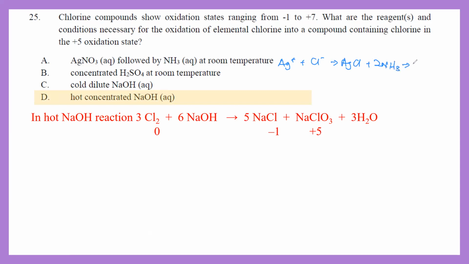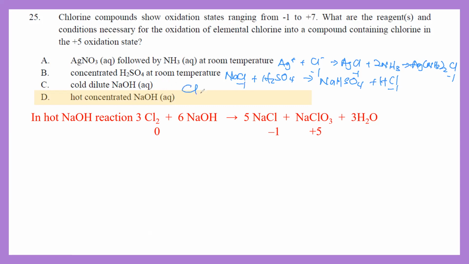To form Ag(NH3)2Cl. So this one is still -1, -1, -1, no change. And then concentrated H2SO4: NaCl reacts with H2SO4 to form NaHSO4 plus HCl. So in here it is only acid-base theory. This one is still -1, this one still -1.